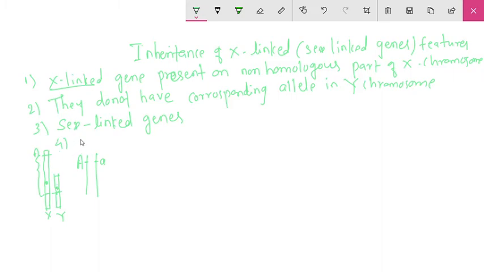These X-linked genes show the crisscross inheritance. So crisscross inheritance means what?